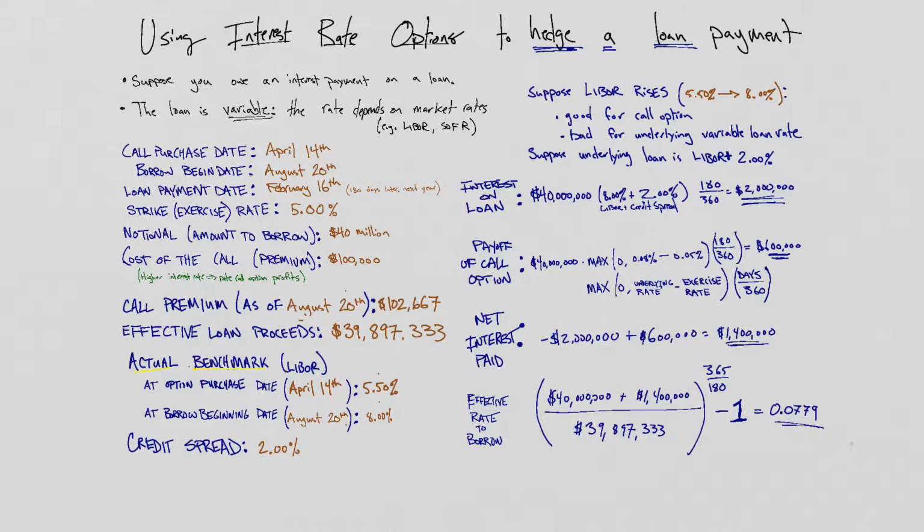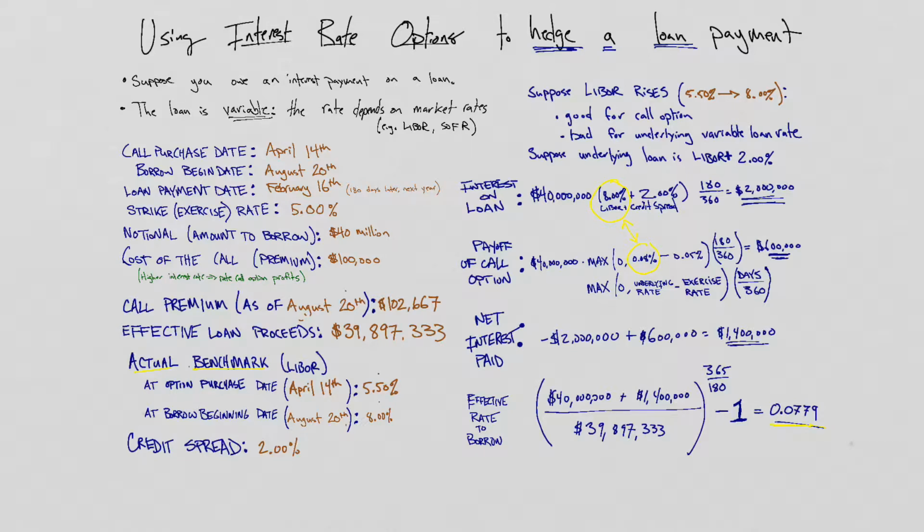And so this is really nice. This 7.7% is like, you can look at it as if it were a cap, the maximum interest rate that this company would have to pay on its loan. If LIBOR kept rising even further, then the call option would rise in value by just as much. And so the two continue to offset each other. And so that's why this 7.7 can be thought of as a cap here.